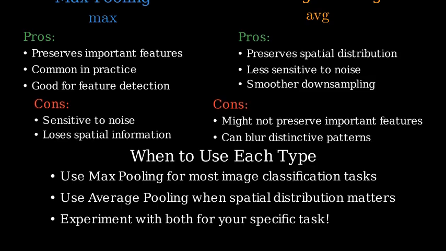Both types of pooling significantly reduce the spatial dimensions while retaining most of the important information needed for classification. This reduction in dimensions leads to faster computation, less overfitting, and often better generalization.